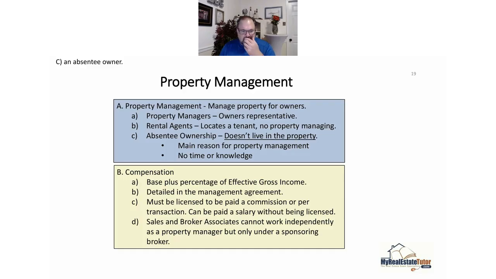You won't be tested on this. This is just some other property management things. You've got to be licensed to get paid a commission; you may see that on a test. You can work for a property management company if you're paid salary and not licensed. And as a sales or broker associate, you can't work independently as a property manager. You've got to be under a sponsoring broker to do that.